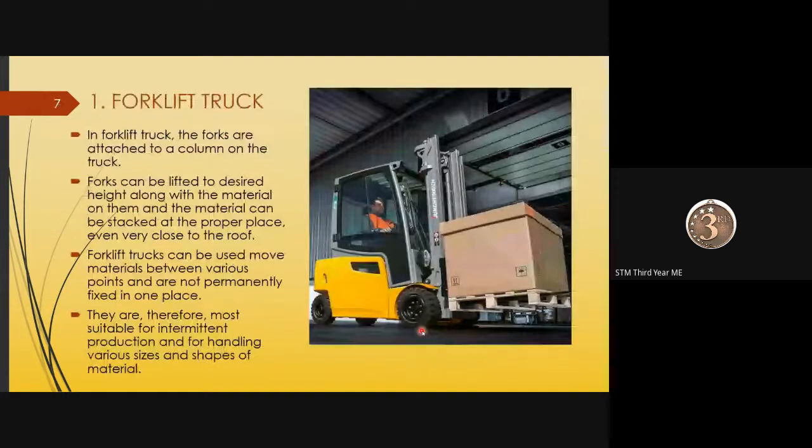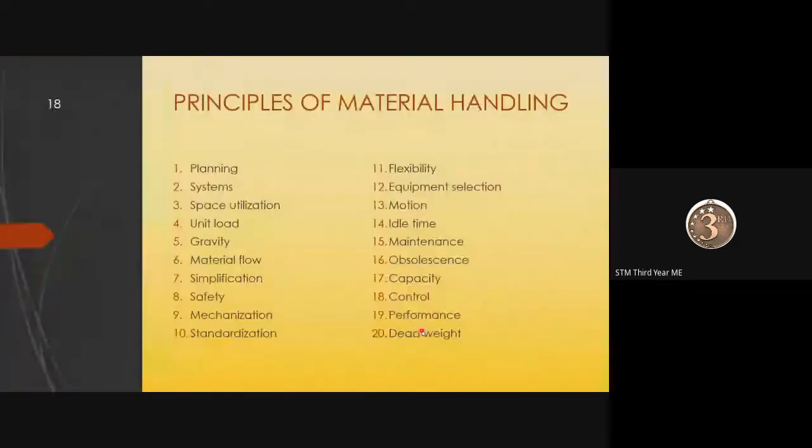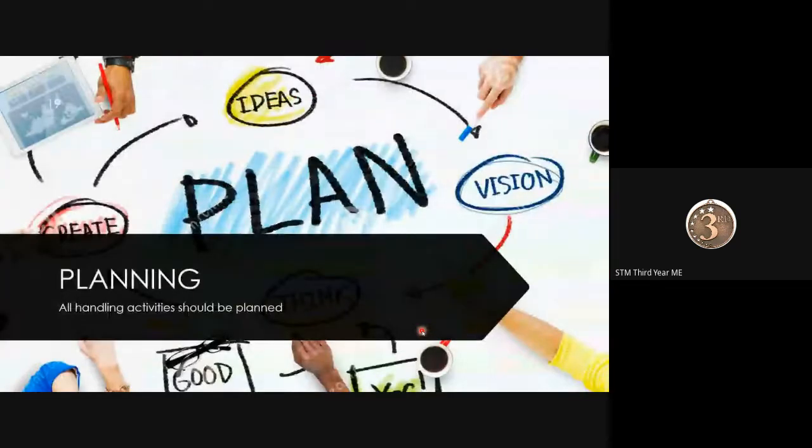Next we will look at the principles of material handling. So what are the basic principles? Basically there are 20 types of material handling principles. Each and every one can be asked, and it's also an important topic. So the first one is planning. We are looking at the principles.